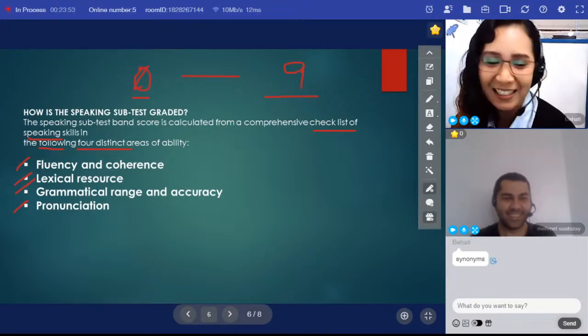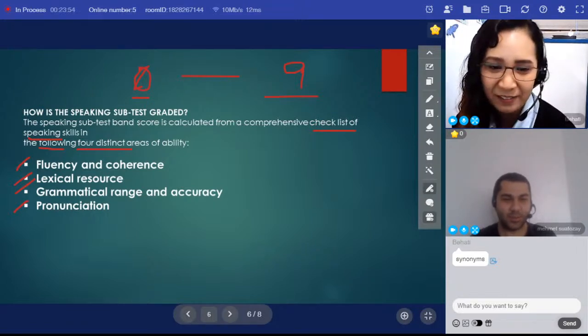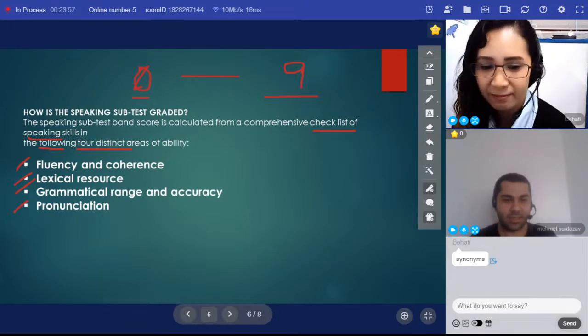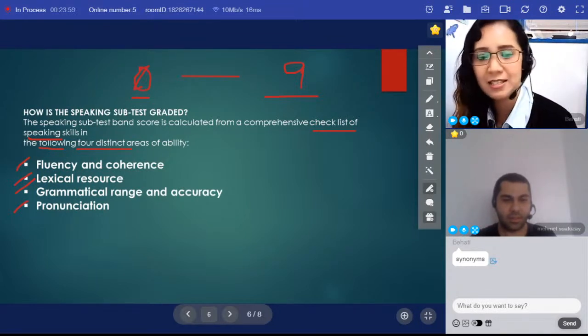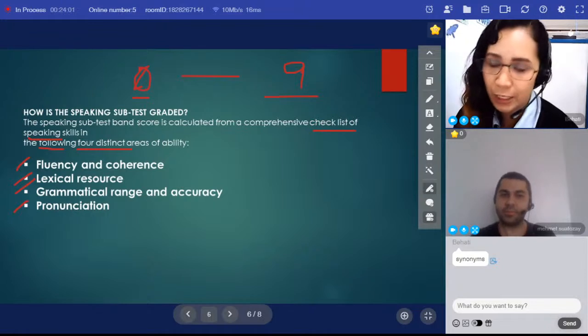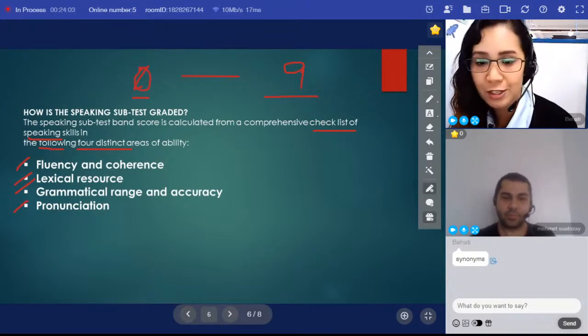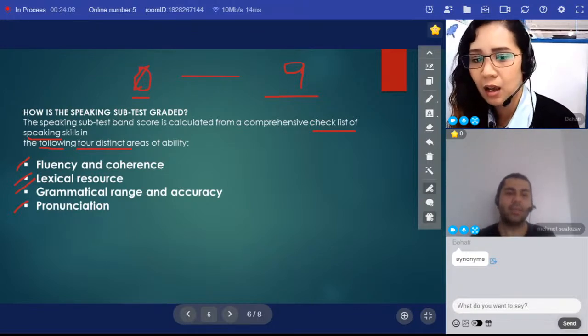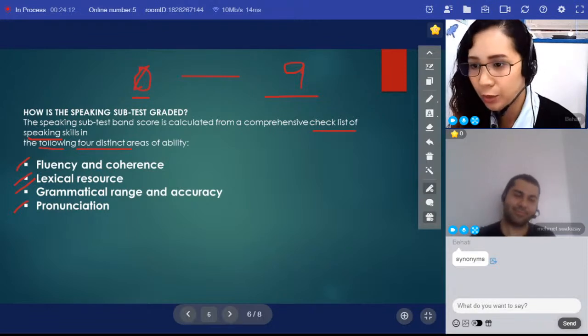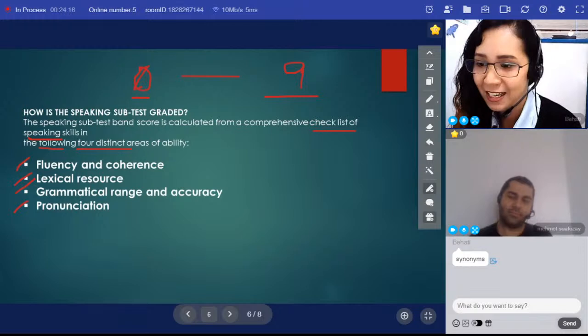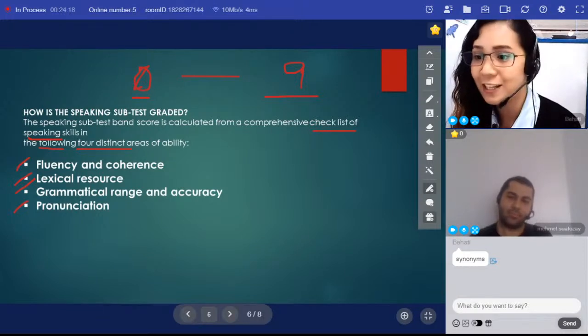Okay, third one. Grammatical range and accuracy. This is your ability to use a wide range of grammatical structures without making many mistakes. Now, by grammatical range and accuracy, we're not just talking about having no mistakes. It's also your ability to use different styles.